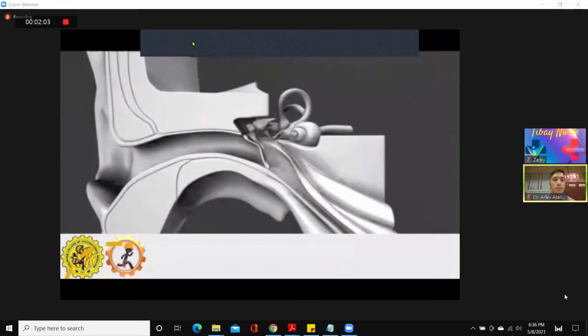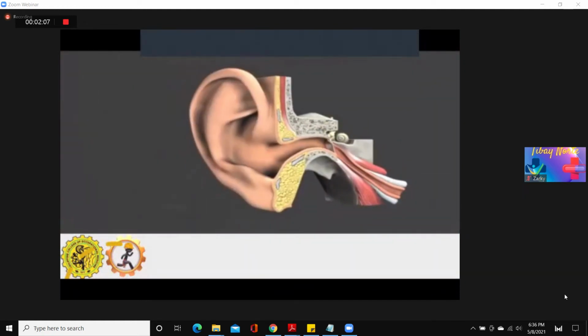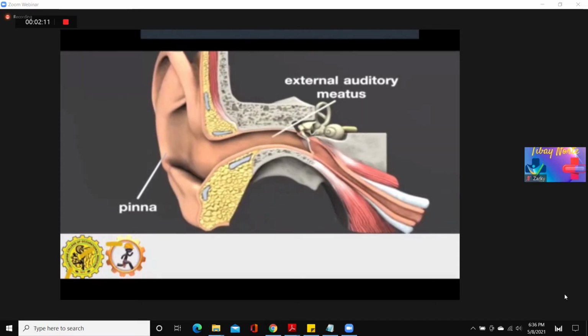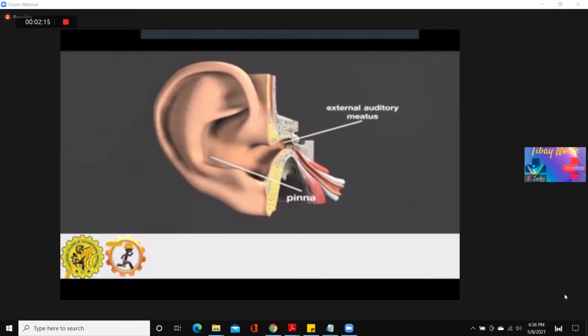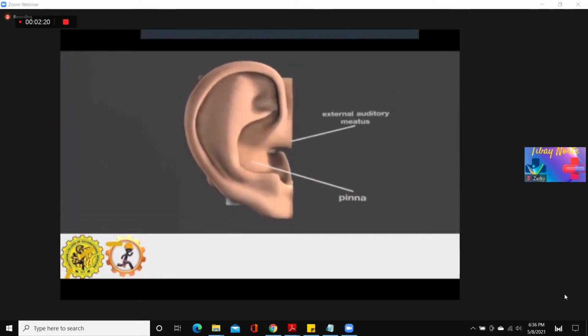the ear is made up of three parts: the outer, middle, and inner ear. The outer ear consists of the pinna and the external auditory meatus. The pinna helps detect where sounds are coming from, or what we call sound localization. The sound is collected, travels to the ear canal, and directed towards the tympanic membrane.